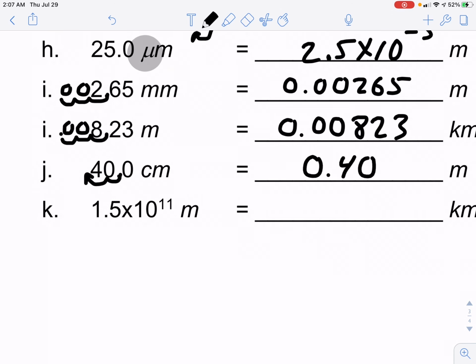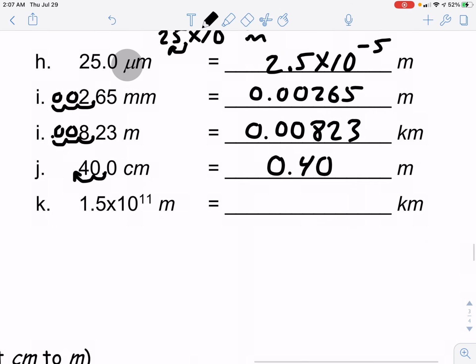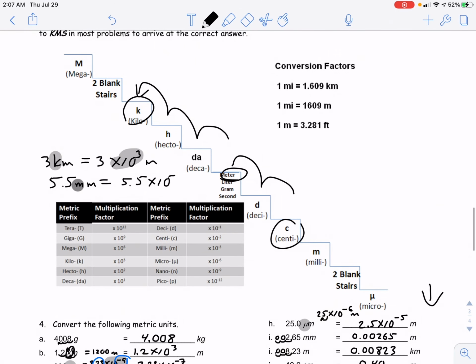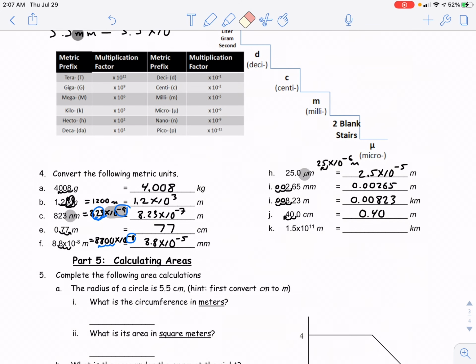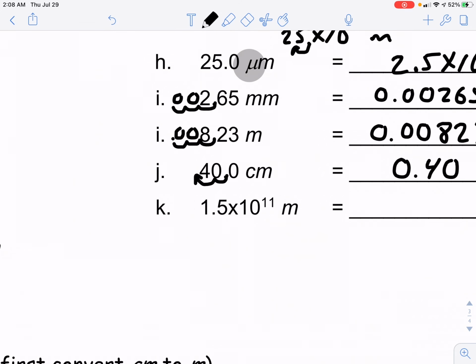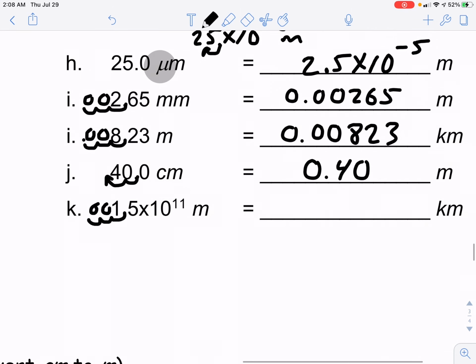And letter K, 1.5 times 10 to the 11 meters is how many kilometers? Well, we saw that going from meters to kilometers, you have to go up 1, 2, 3 stairs to the left. So that means the decimal gets moved 3 places to the left. So 1, 2, 3 with a couple 0 placeholders. So you have 0.0015 times 10 to the 11.